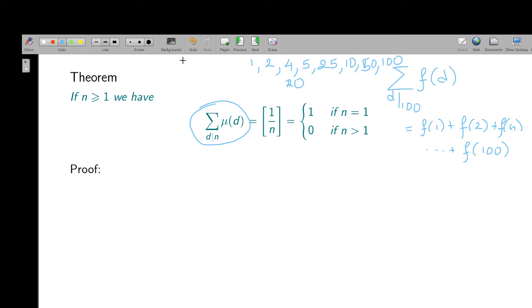In fact, you can find the divisors by just looking at the prime factorization. The moment you know the prime factorization, you can see what the divisors are. Okay, so this is that sum which we are going to be looking at. This is a very important sum for us, and let's see what this is.